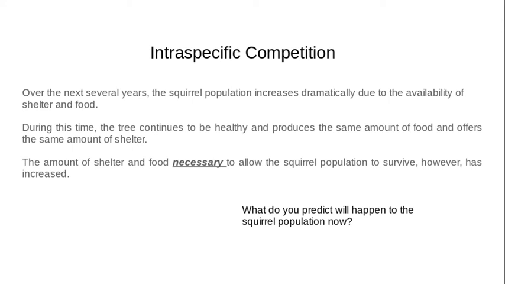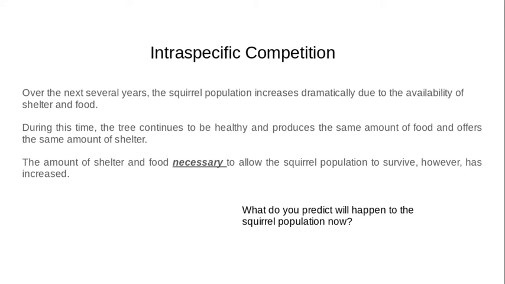During that time, the tree continues to be healthy and produces the same amount of food and offers the same amount of shelter. The amount of shelter and food necessary to allow the squirrel population to survive, however, has increased. So now there's going to be more babies, a bigger population, and a need for more shelter and more food. What do you predict is going to happen to the squirrel population now?